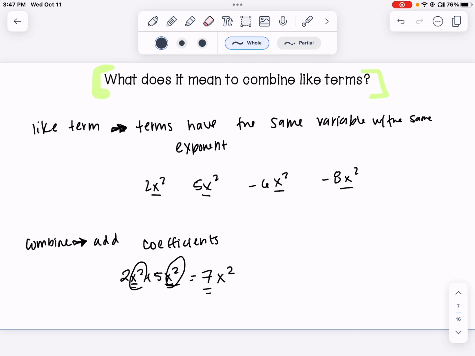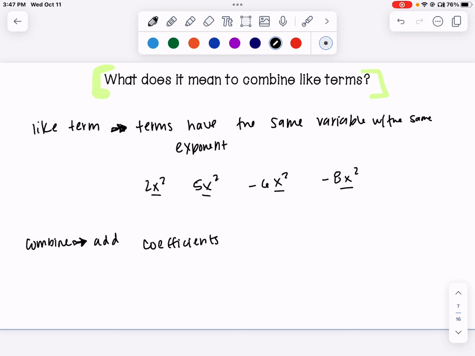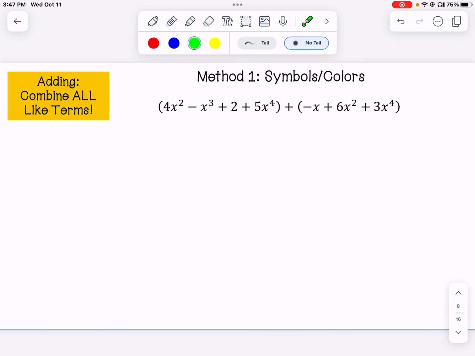What we're actually saying is just how many of them do we have. So in the example, if I had 2x squared plus 5x squared, I'm just asking how many x squareds do I have? Well, 2 and 5 gives me 7 x squareds. So that's all we mean by combining like terms: define which terms are the same, by their variable and exponent, and then just add those coefficients together. How many total do you actually have? And that's all that adding polynomials really is.